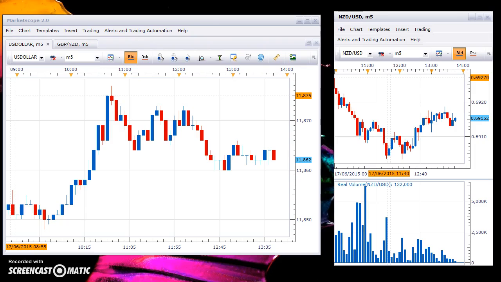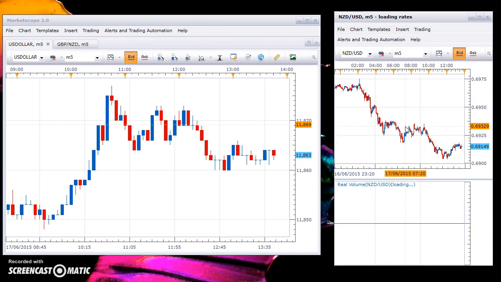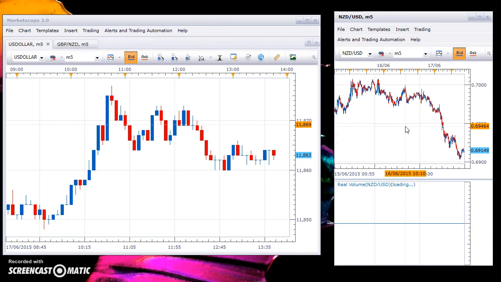Now, I will be recording this in segments, therefore it won't be live the whole way through. So just to show you here, as you can see the charts on my FXCM market scope trading station, you'll see that the US dollar is on a pause on the 5-minute chart. We're hovering here, and also you see on the side the Kiwi dollar. We are also hovering just above the 0.69 level.